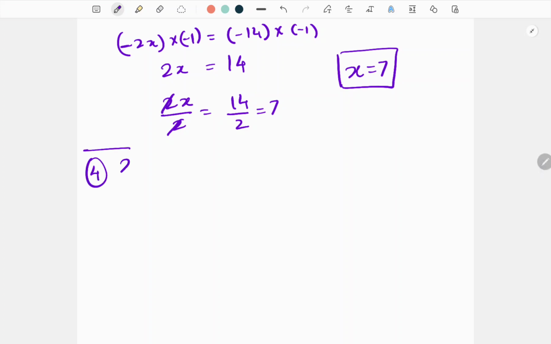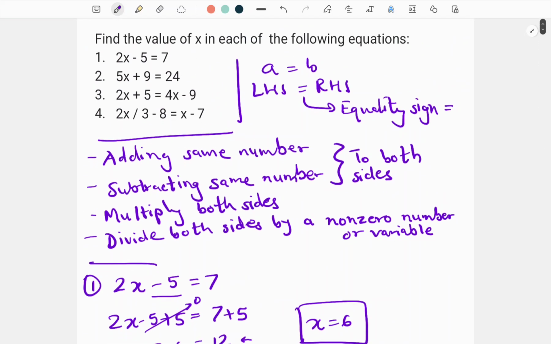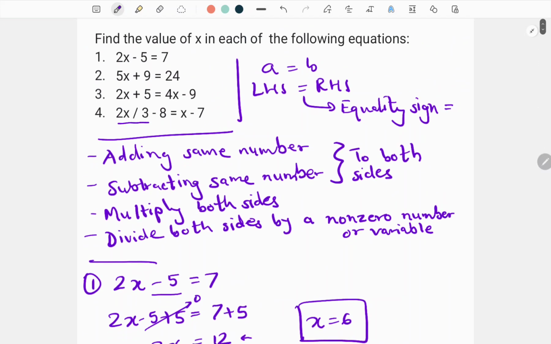So 2x divided by 3 minus 8 is equal to x minus 7. One thing to note, I think you already know this, but let's reiterate: multiplication and division happen first, and then addition and subtraction. So here, in 2x divided by 3 minus 8, the division will be done first and then the subtraction. That's the convention that we follow.